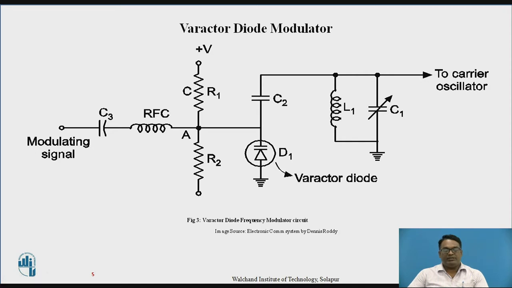When the positive peak of the signal passes through the varactor diode and through the capacitor C2, the C2 starts charging, and then at a particular point, that is at the negative stage of the signal, it discharges. The varactor diode generally maintains the current, that is ID, for a period, and then the output is taken across the L1 and C1 capacitor. The L1 C1 acts as a tank circuit where the output is taken and it is then given to the carrier oscillator. So this is the working of the varactor diode modulator.